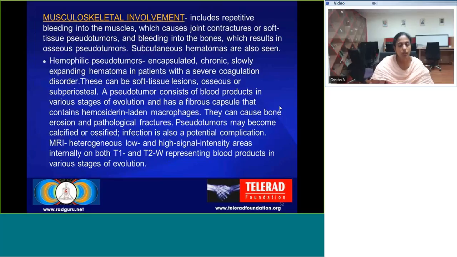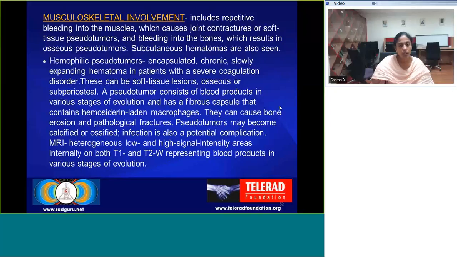It consists of blood products that are in various stages of evolution and has a fibrous capsule that contains hemosiderin-laden macrophages. It can cause bone erosion and pathological fracture. It can also become calcified or ossified. Infection is a potential complication.